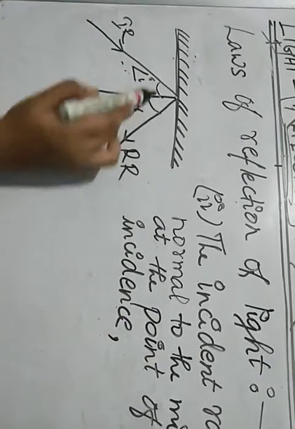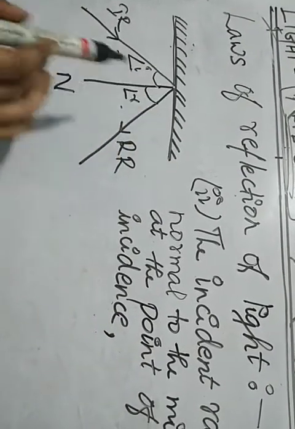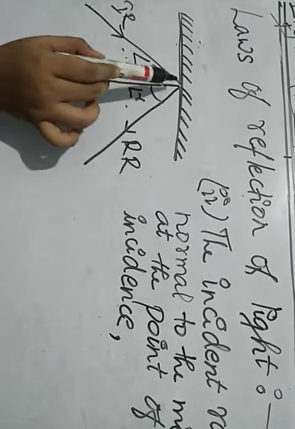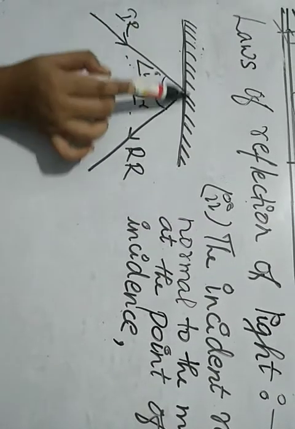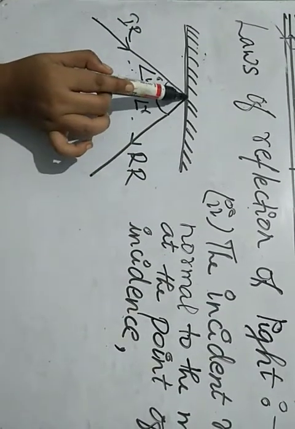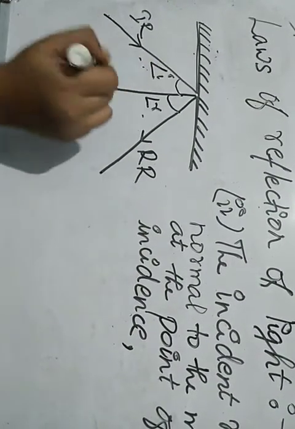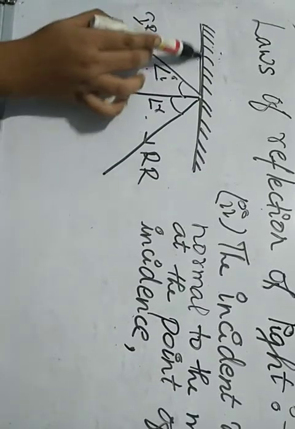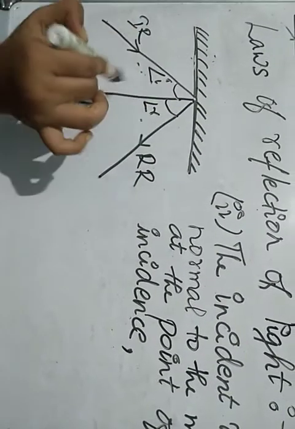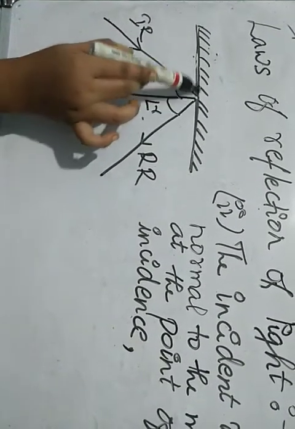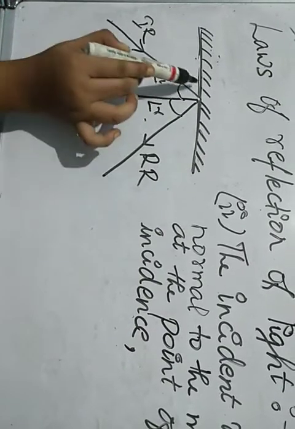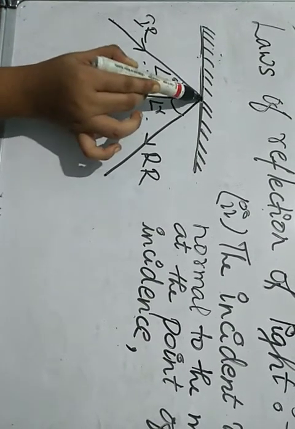See, the normal is perpendicular, I told you. It is perpendicular to the surface at the point of incidence. That means the normal is perpendicular to the mirror here, because I have taken this to be a mirror. The normal is perpendicular to the mirror at the point of incidence.